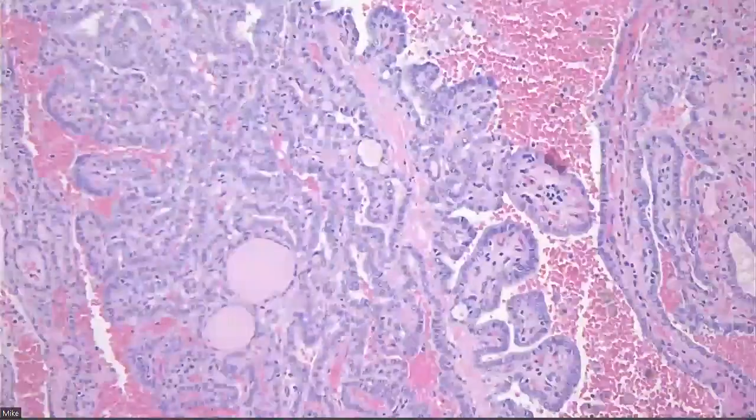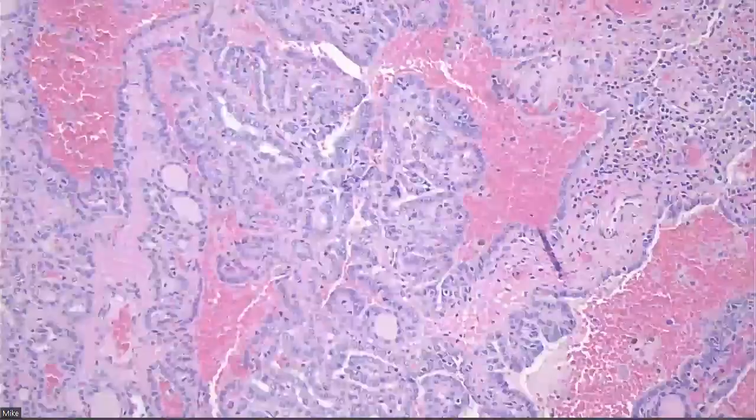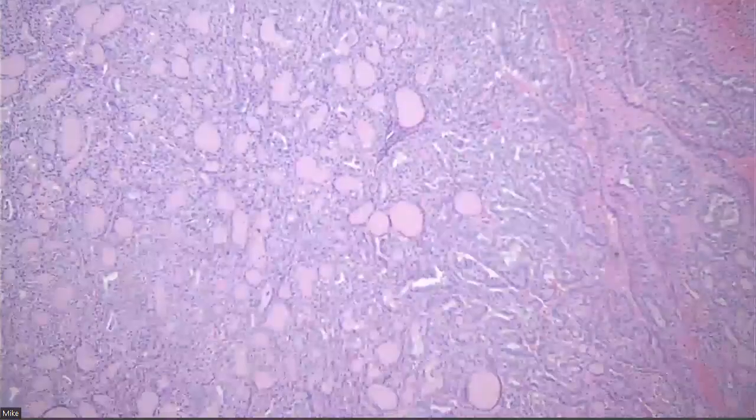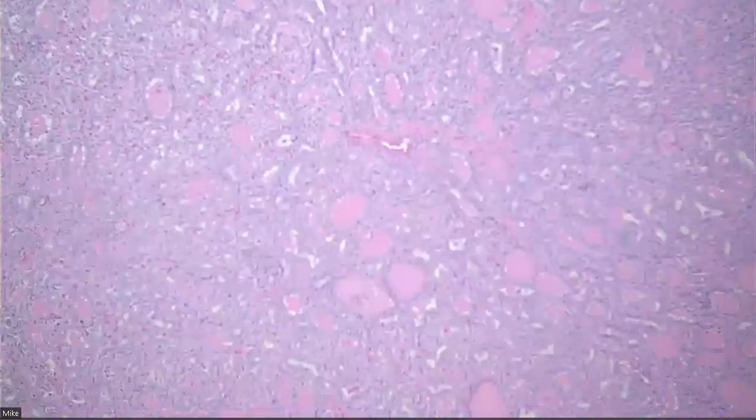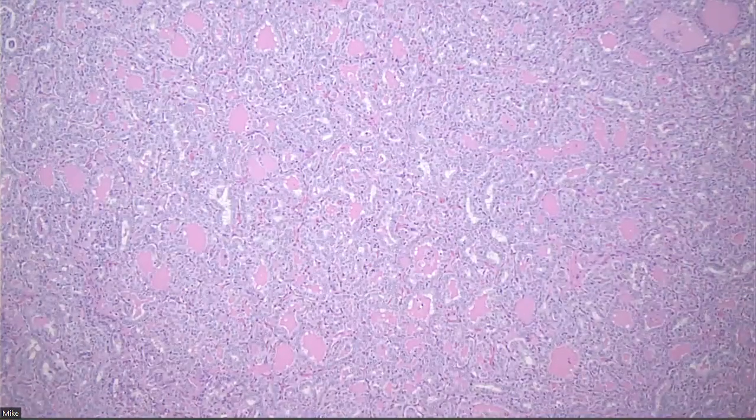Oh, look at these little papillae. They keep popping up. Who wants to guess? No, I won't make you guess, because I could not have predicted it. So this had a BRAF fusion. This has an SND1-BRAF fusion.